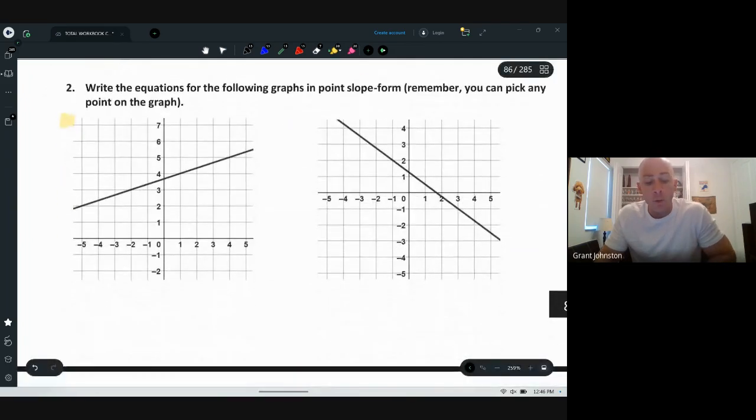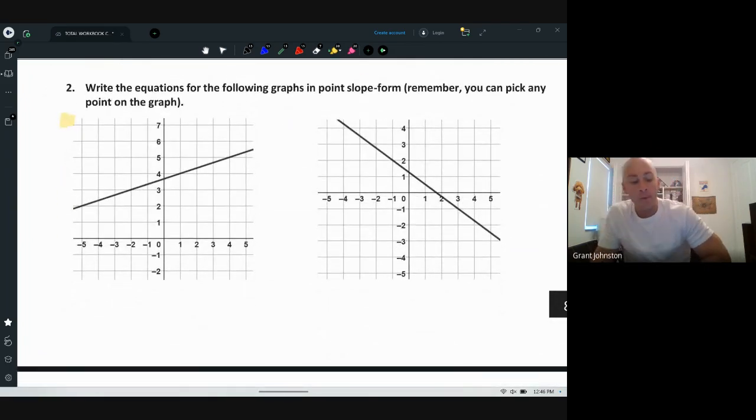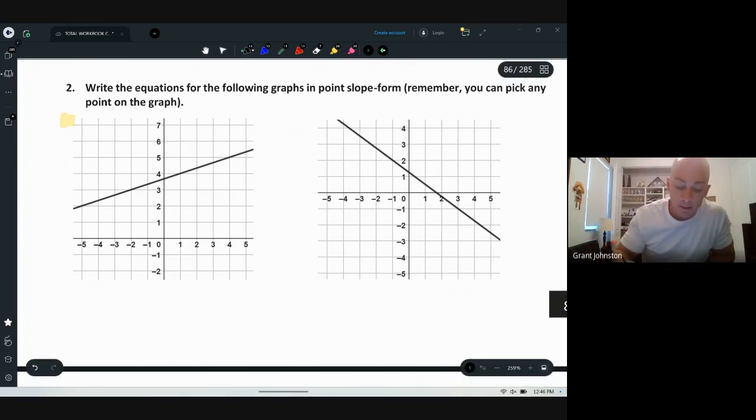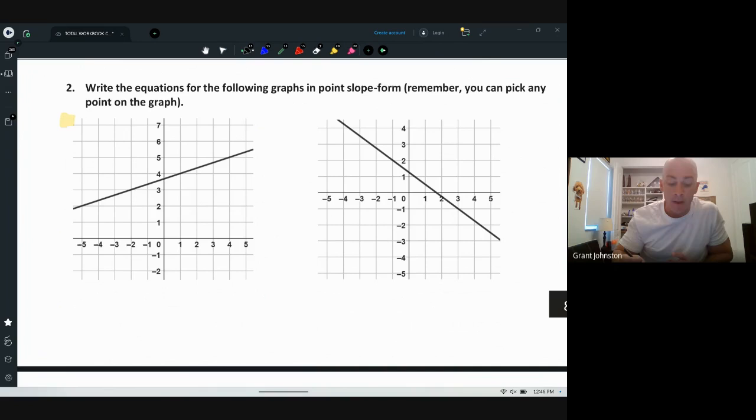Number 2 says, write the equations for the following graphs in point slope form. Remember, you can pick any point on the graph. So let me pick any point. I'll just pick this one, which is labeled at (-2, 3). I need a point and I need a slope. That's why it's called point slope form.